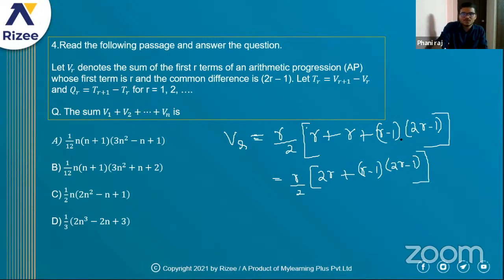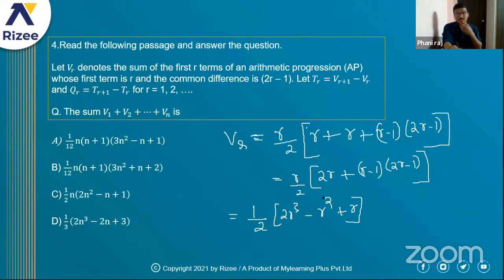We haven't used any technique, it's just a standard formula we know. Now when you simplify this, it's easy. Just multiply them: 1 by 2 into (2r cube minus r square plus r). It's just a matter of multiplying and cancelling the terms. Now what is to be done? Now isn't this easy? Let's go to the next slide.